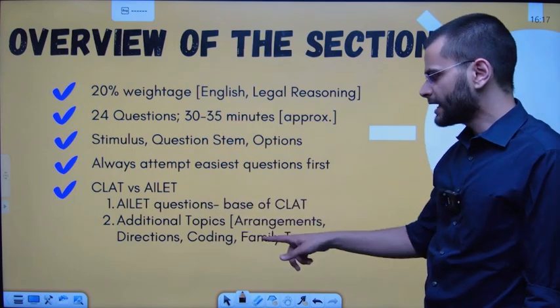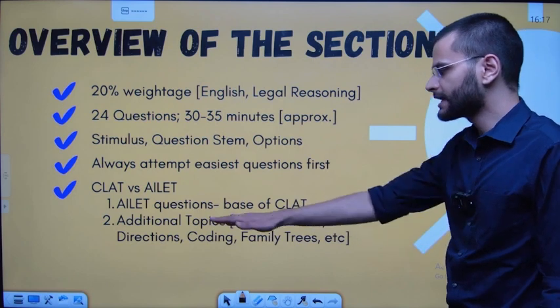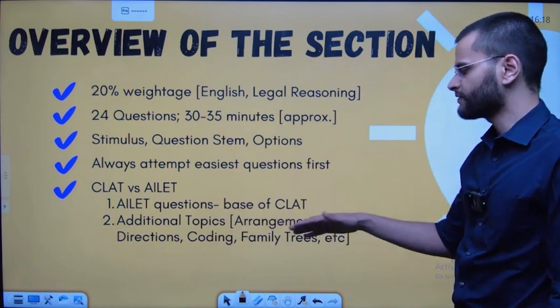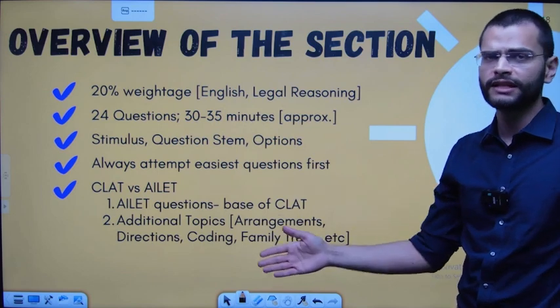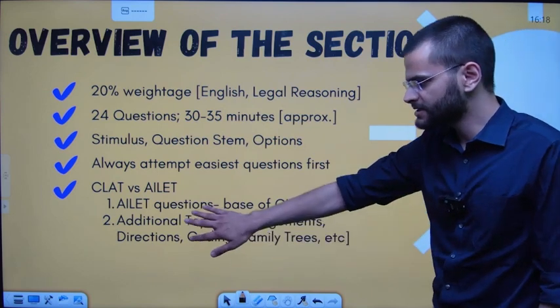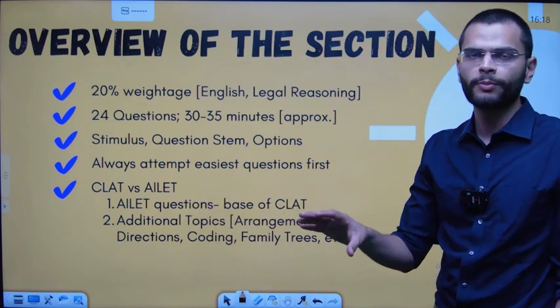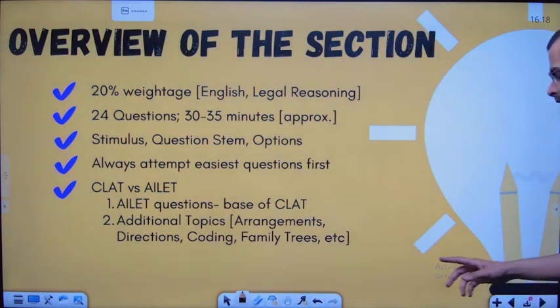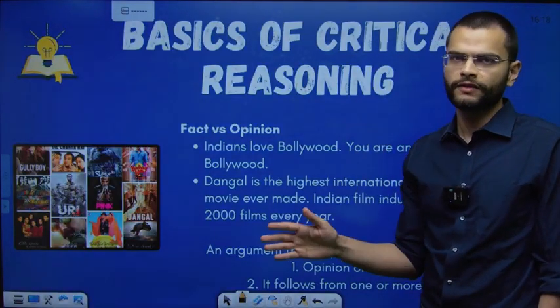Then for AILET, with regard to reasoning, there are additional topics as well, like arrangements, directions, coding, family trees, etc., which we'll be dealing with later. But that doesn't form a part of critical reasoning. So for AILET, you'll have to study these topics separately. Now let's straight away get into it.